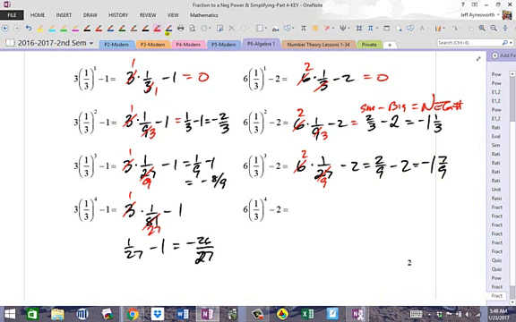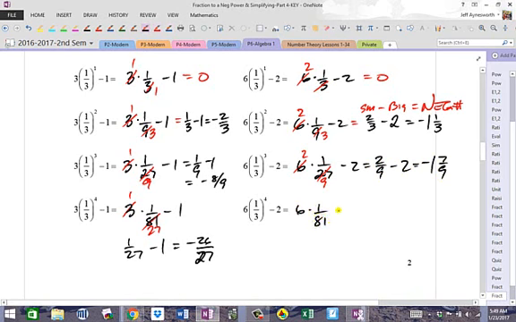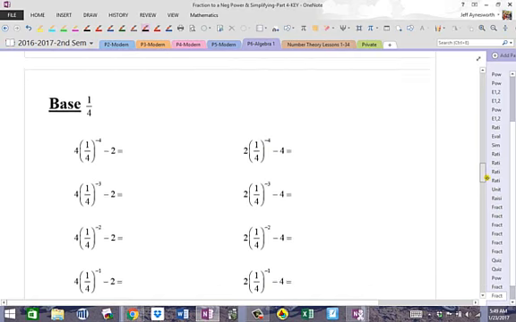And then here we have 6 times 1/81 minus 2. Divide both by 3. You get 2 up here, 27 here. All right, so you have 2/27. All right, minus 2. That's negative, so negative 1 and 25/27. Okay, that's base 3. Let's switch to base 4.